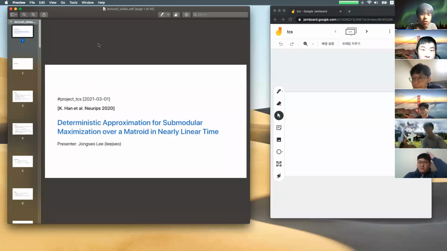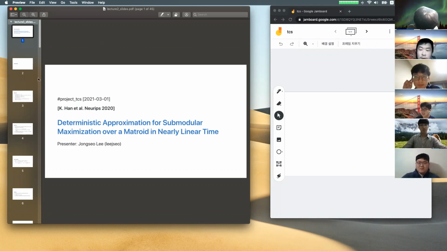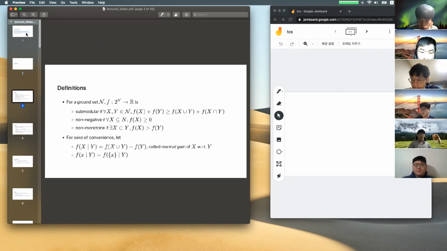Okay. The title of the paper is Deterministic Approximation for Submodular Maximization over a Matroid in Nearly Linear Time. Yes, this is a paper on some kind of TCS stuff. I thought that was kind of interesting, so I selected this paper. I think everyone knows some of this background, so I'll just review it shortly.